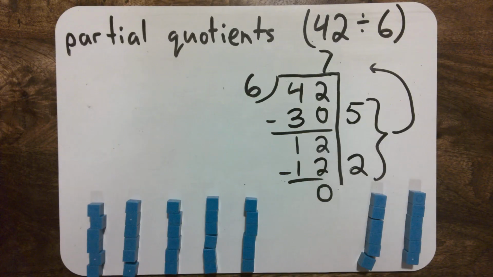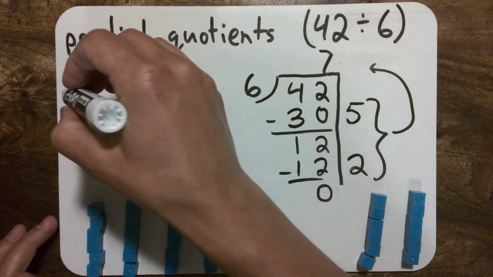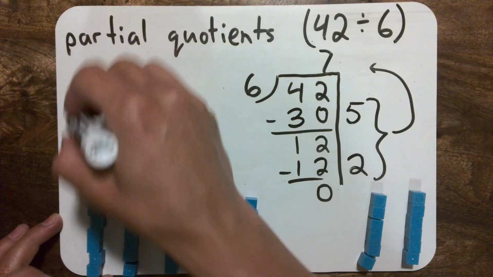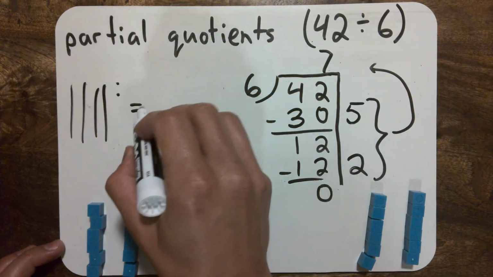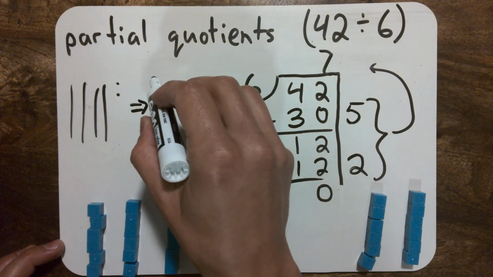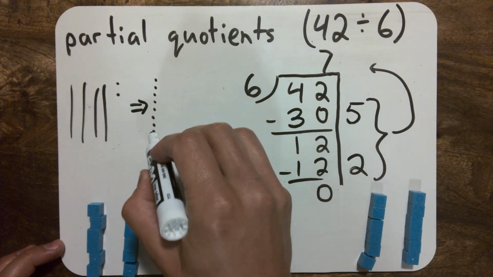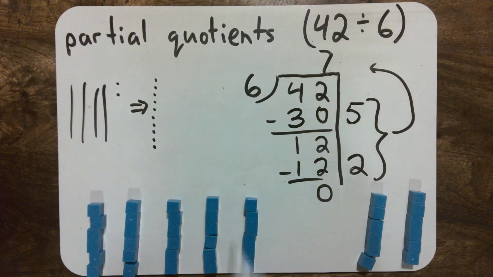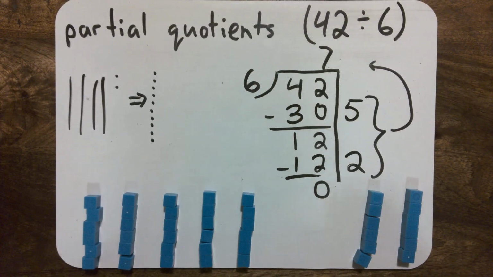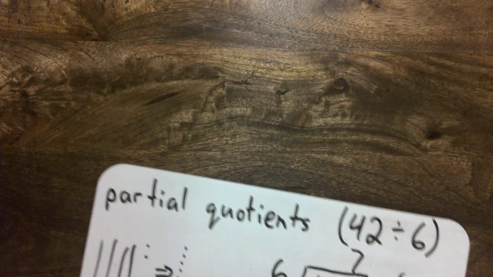Just for the sake of time, I'm not going to show the representational models for any of these algorithms, but it would follow that same sort of structure. We'd start with 42, and then we transition this into all of our 10s. So that's one of our 10s turned into 10 ones, and so on. And then we can cross them out as we organize them into groups that have a size of 6. So that's the partial quotient algorithm.